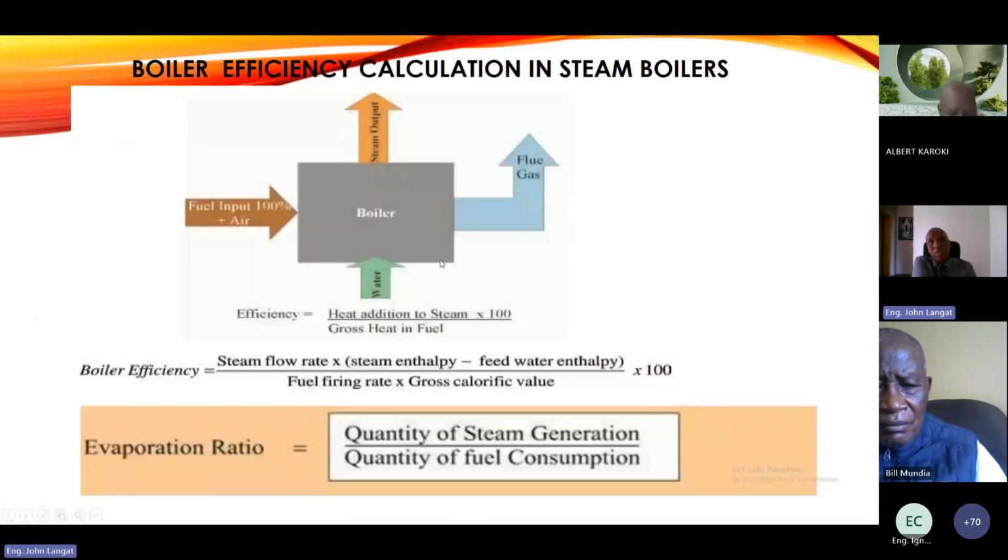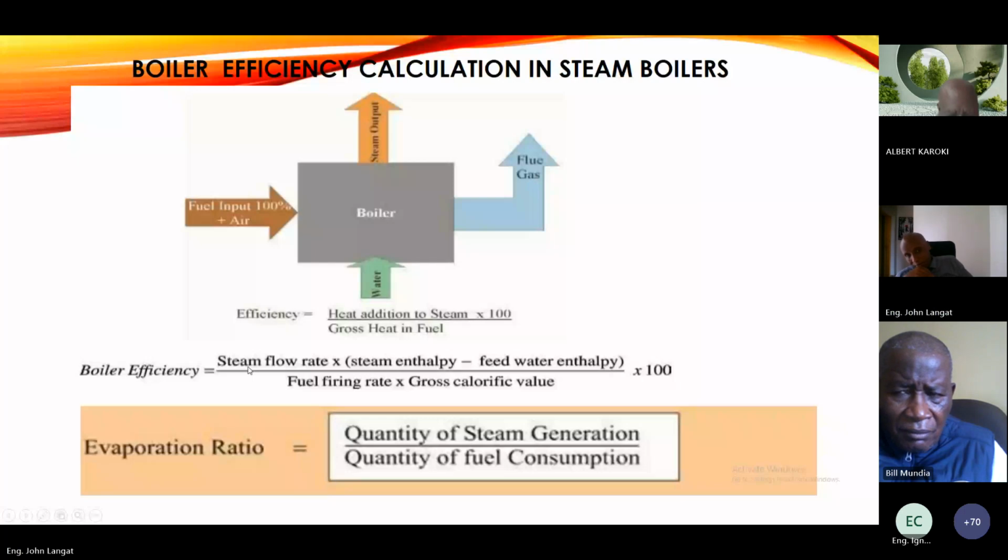So let's look at boiler efficiency calculation in steam boilers. There are parameters here. We are talking about boiler efficiency. That is the steam flow rate, which is normally indicated on the nameplate of the boiler, times the steam enthalpy minus the feed water enthalpy, divided by the fuel firing rate times the gross calorific value. How do you get the steam enthalpy? How do you get the feed water enthalpy? And how do you get the fuel firing rate? Steam flow rate, you'll get it from the steam meter.